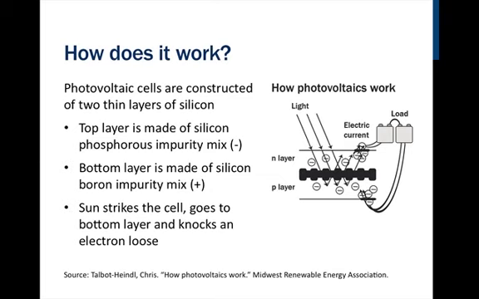After it powers that load, it comes back to the cell through the conductor attached to the bottom layer, finishing the circuit and attaching to an atom in the bottom layer, only to be knocked loose again by the sun. This particular cycle takes place billions of times per second. A collection of cells wired together creates a module. A group of modules wired together creates an array.